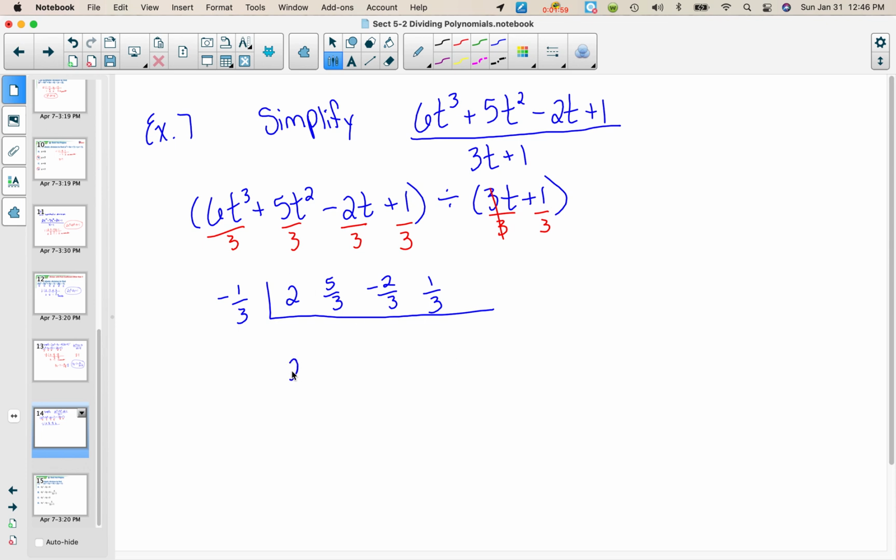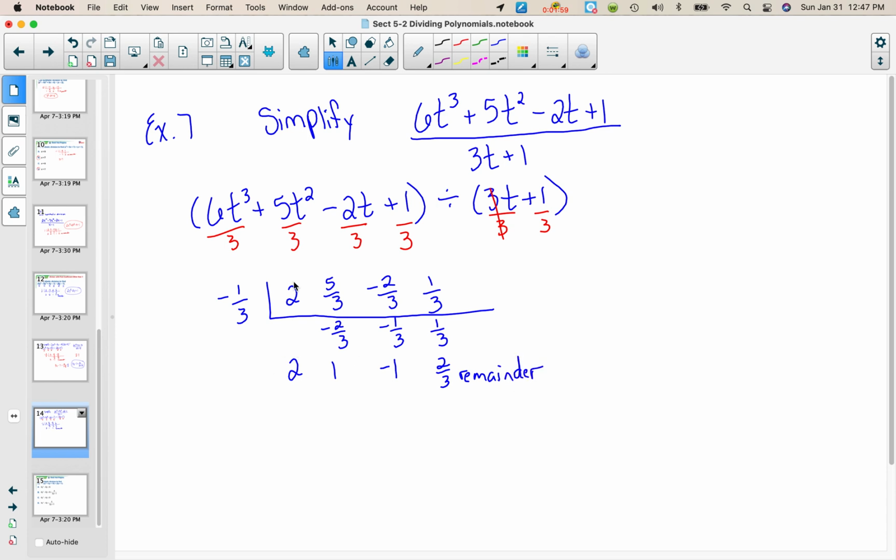Bring down the first number. 1/3 times 2 is 2/3, but it's negative, so negative 2/3. Notice I have common denominator, so that's easy. So when we do 5/3 minus 2/3, we get 3/3, which is 1. Here I multiply, I get negative 1/3. I add, I get negative 3/3, which is negative 1. Here I multiply, they're both negative, so I get a positive 1/3. Notice these don't cancel. I'm left with 2/3. This is my remainder.